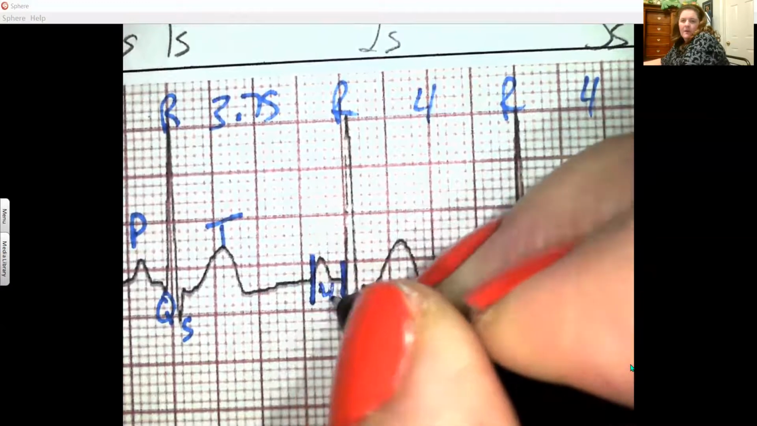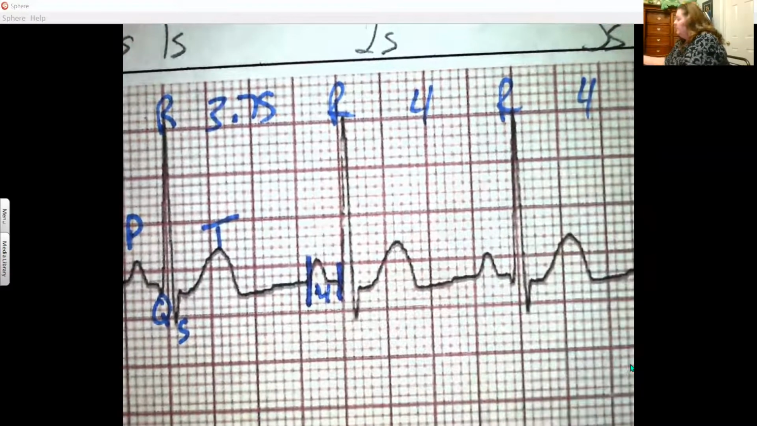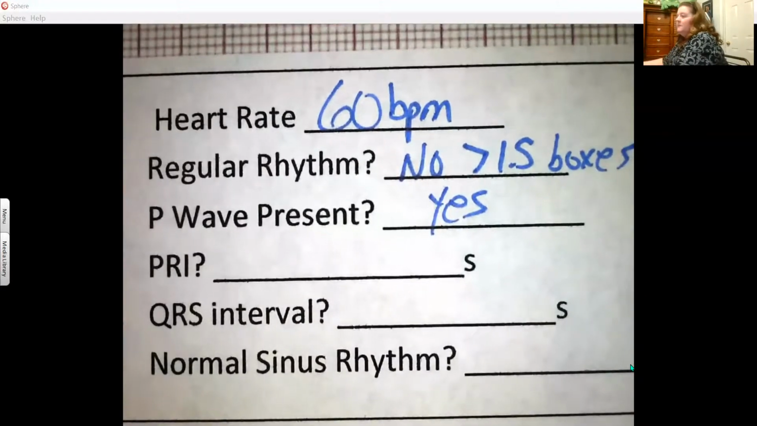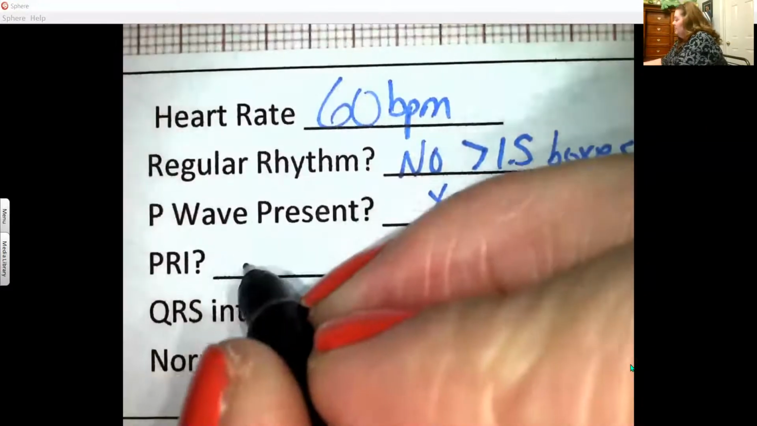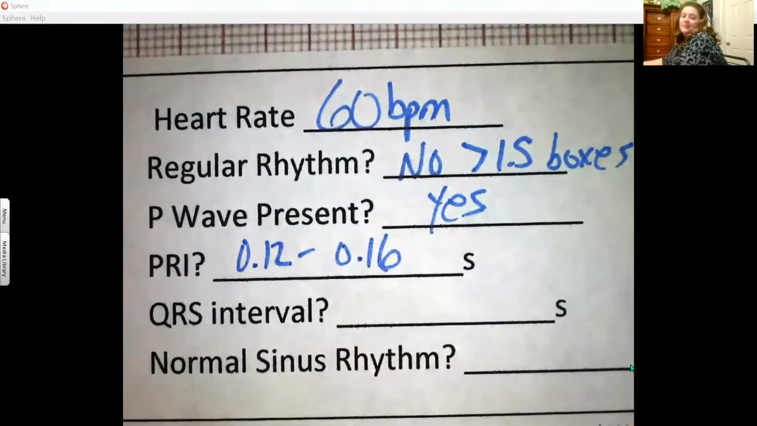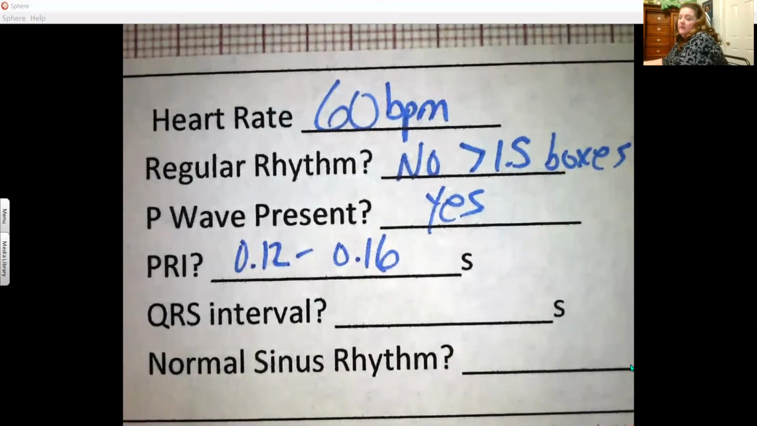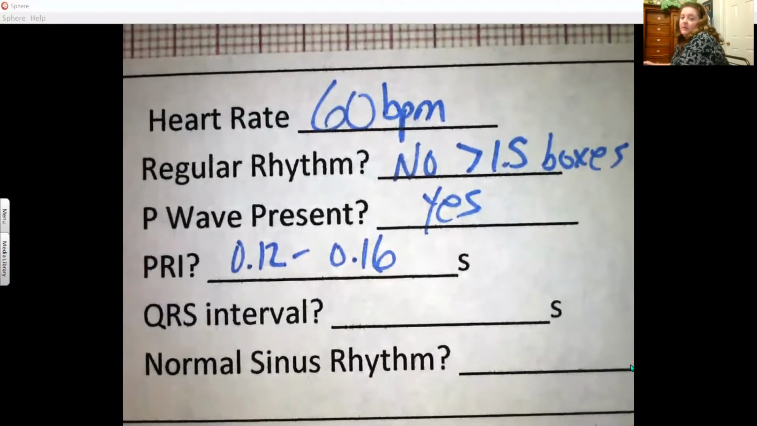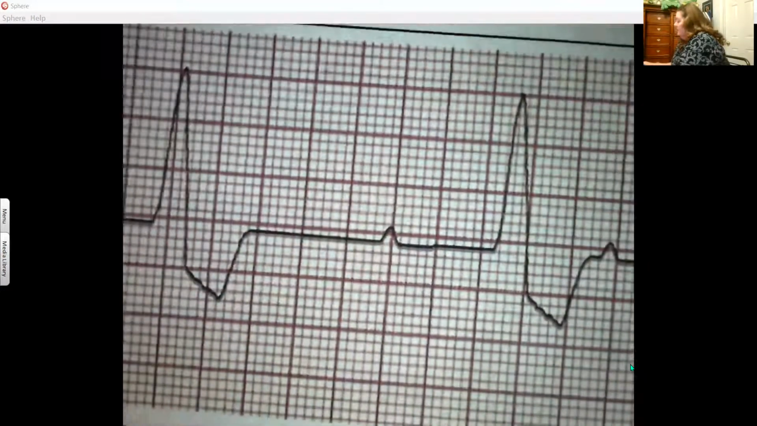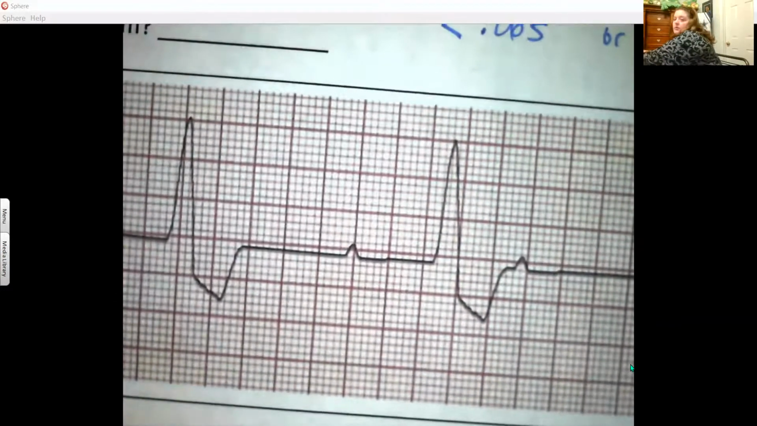3.5, 4. So that times 0.04 is going to give us a 0.16. I'm going to go down here and I'm actually going to write 0.12 to 0.16 seconds because on this particular strip, if you did a different wave, you might get a 0.12, you might get the 0.16, you might get something in between. Some of them are a little bit different. And then go back down, we zoom out again.